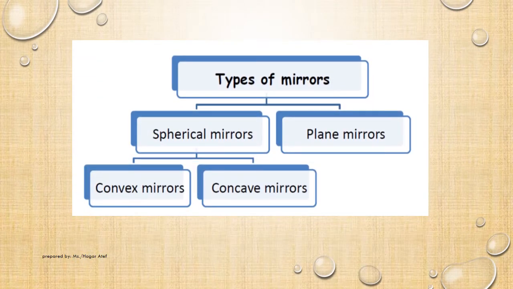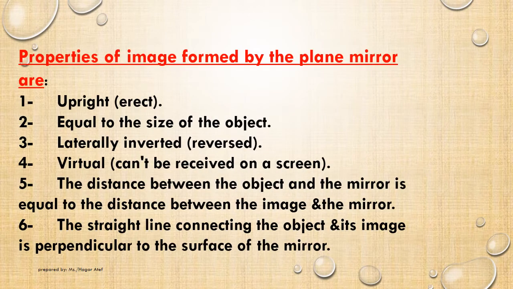Mirrors are divided into two main types. Number 1, plane mirrors, and number 2, spherical mirrors, which are divided into convex mirrors and concave mirrors. The plane mirror is a piece of plain glass, painted from behind with a thin layer of silver metal to give the glass a bright surface that reflects most of the incident light rays that fall on it.